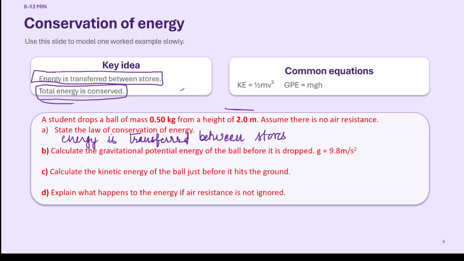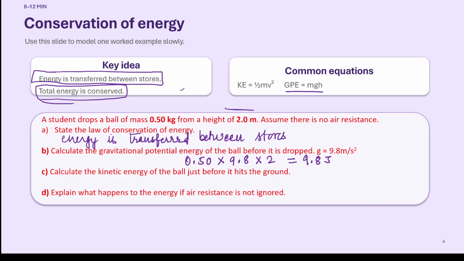Calculate the gravitational potential energy. So we have the formula here. You also have the formula on the equation sheet. I'm just going to use mass 0.5 times g, which is 9.8, times 2, which is the height. So 0.5 times 2 is 1, so 9.8 joules. Energy is always measured in joules.